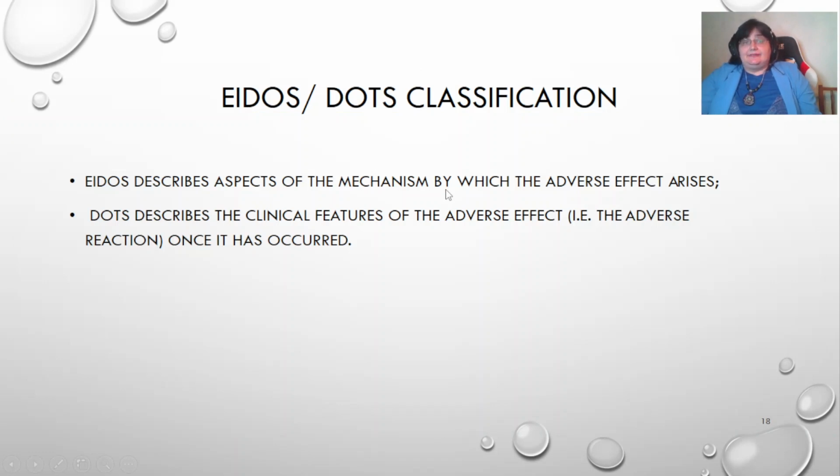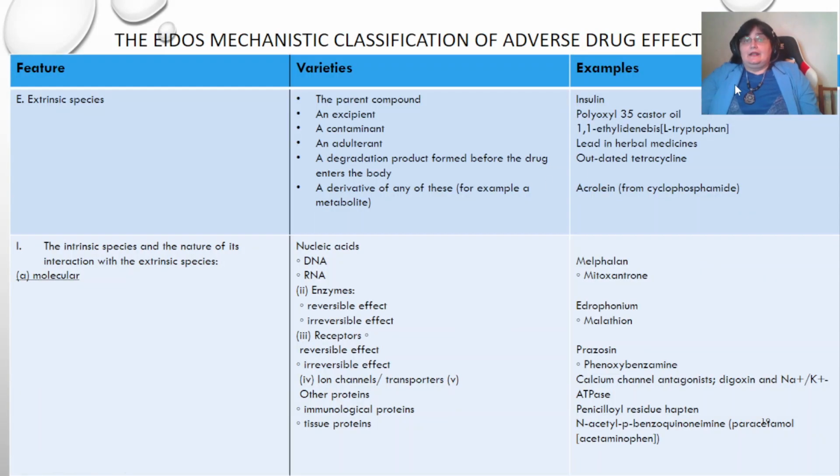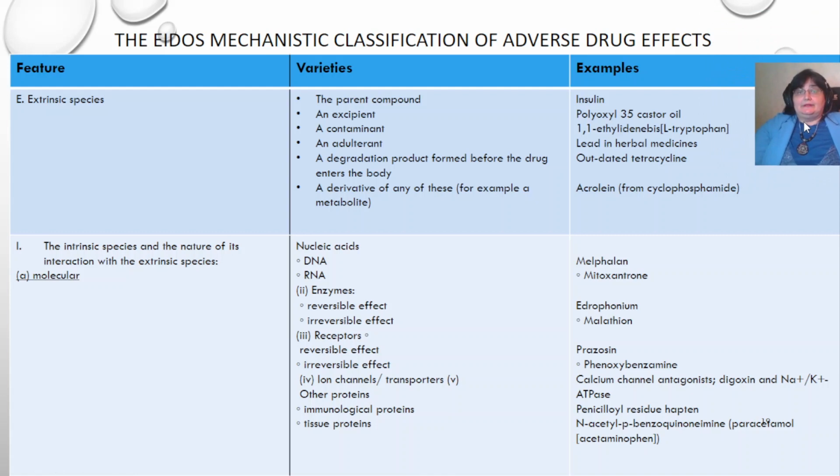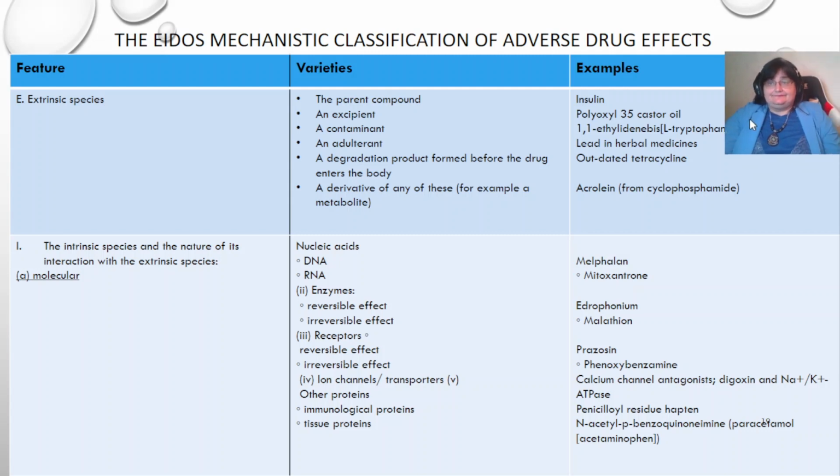EIDOS and DoTS classification. EIDOS again describes aspects of the mechanism by which the adverse effect arises. DoTS describes the clinical features of the adverse effect once it has occurred. We will now start with the EIDOS mechanistic classification of adverse drug effects.